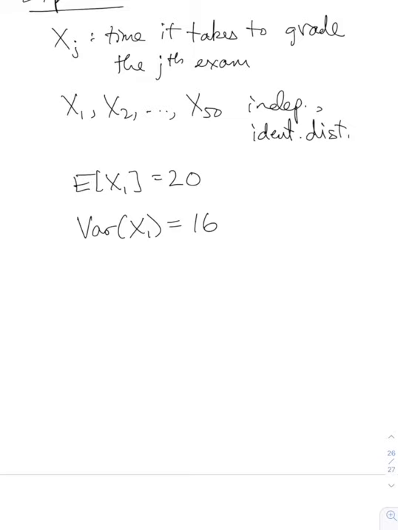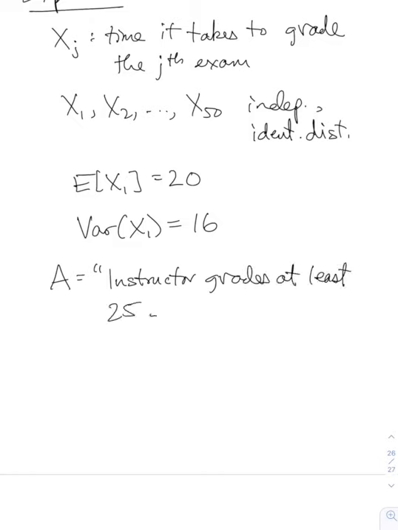Approximate the probability that the instructor will grade at least 25 of the exams in the first 450 minutes. So A is the event that the instructor grades at least 25 exams in the first 450 minutes. And I want to approximate the probability of A.